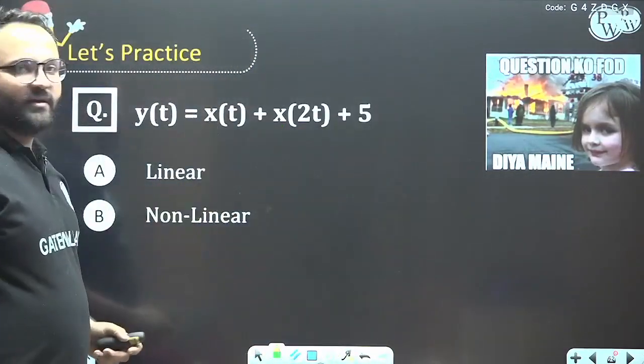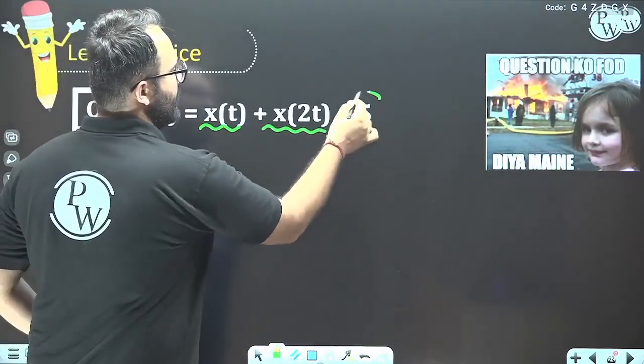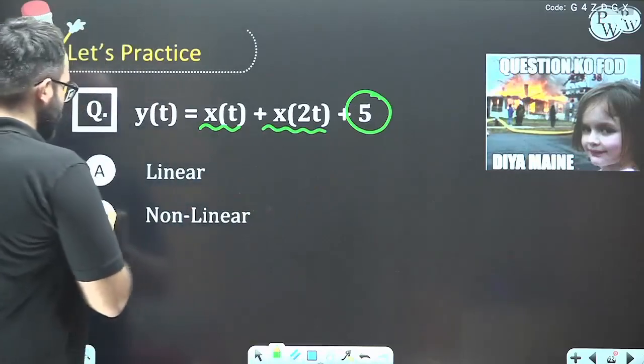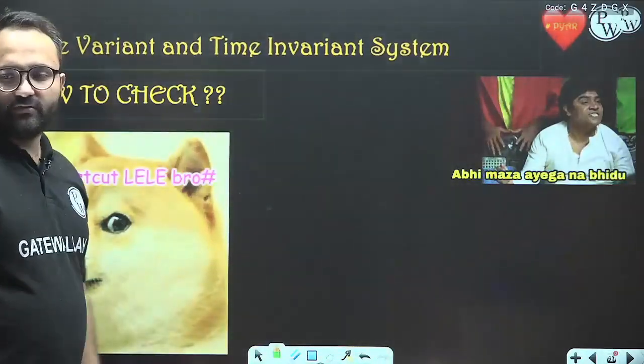This one. Here we can see that this is a linear operation, but we have an extra term getting added. So this makes the system non-linear.